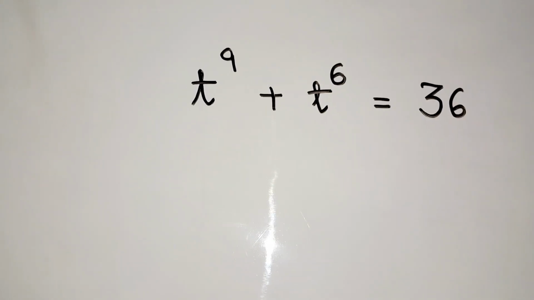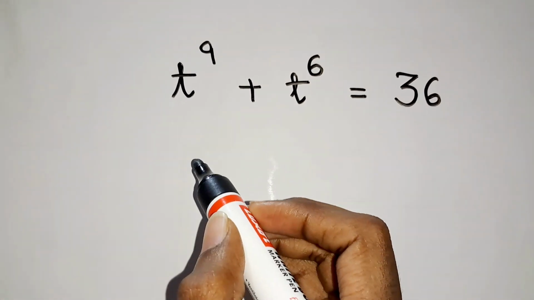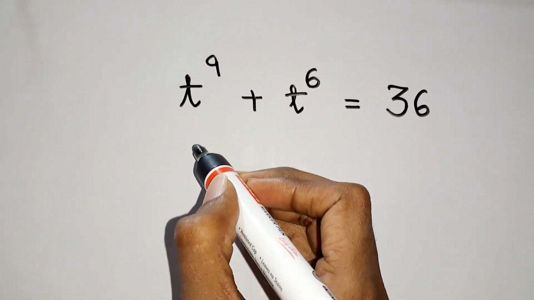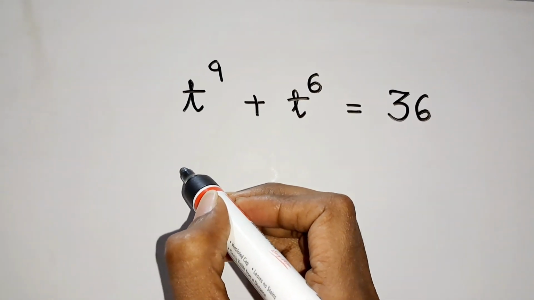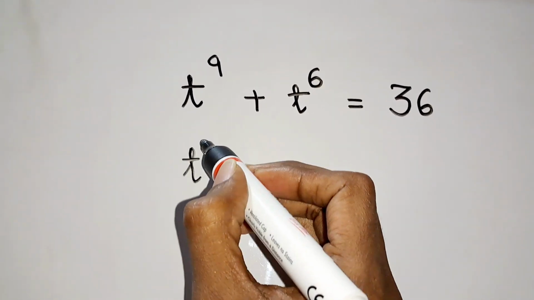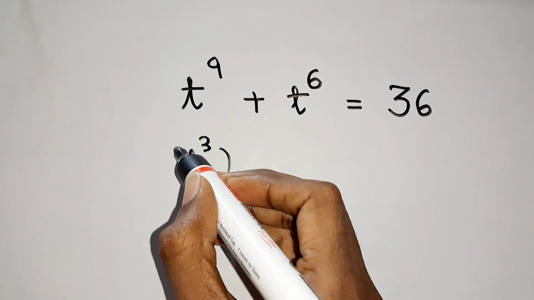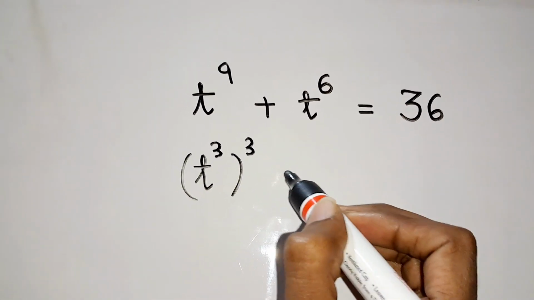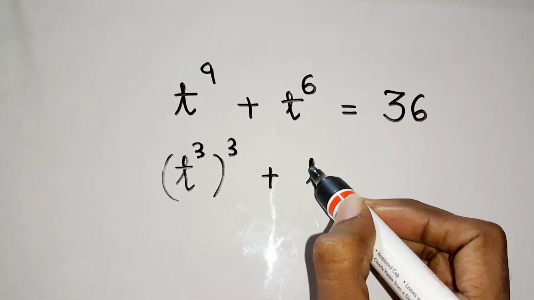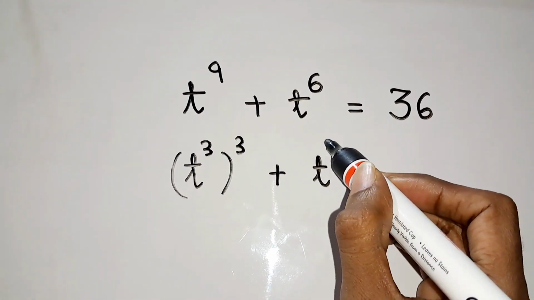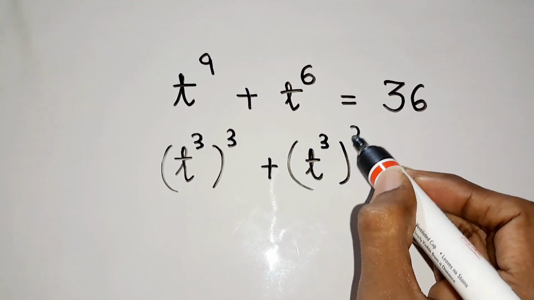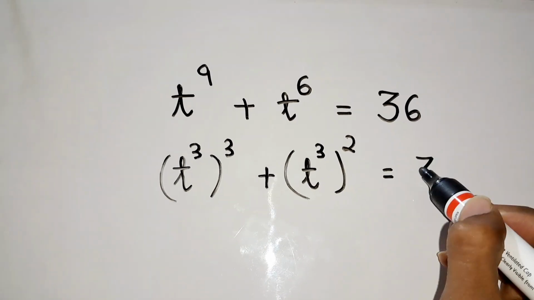So we'll see. First of all, we can write t to the power 9 as (t to the power 3) whole to the power 3, plus t to the power 6 as (t to the power 3) whole to the power 2, and 36 as it is.